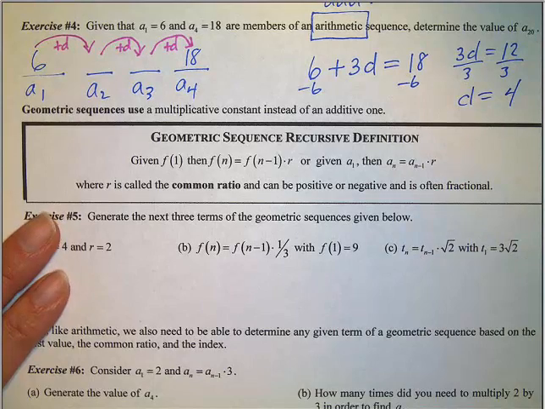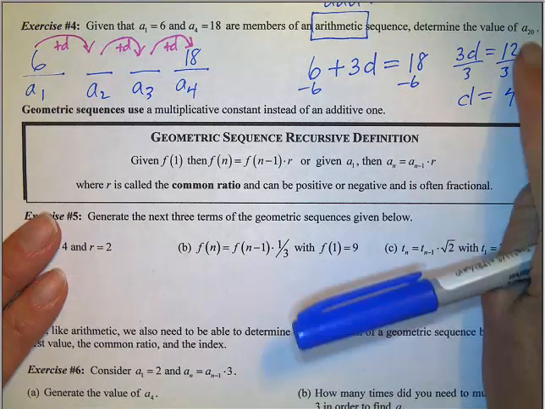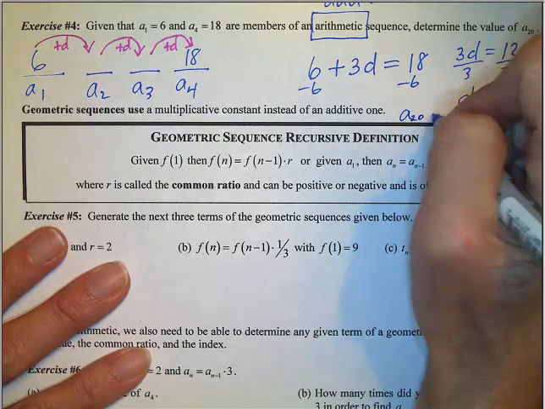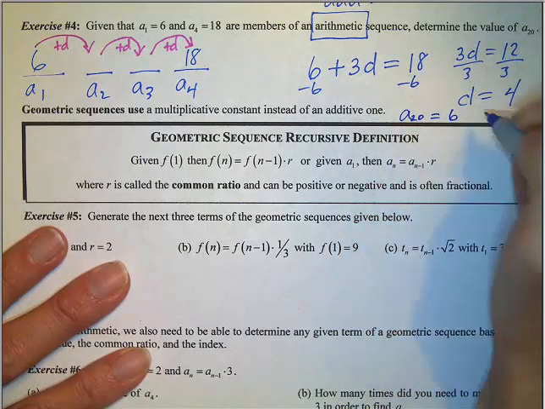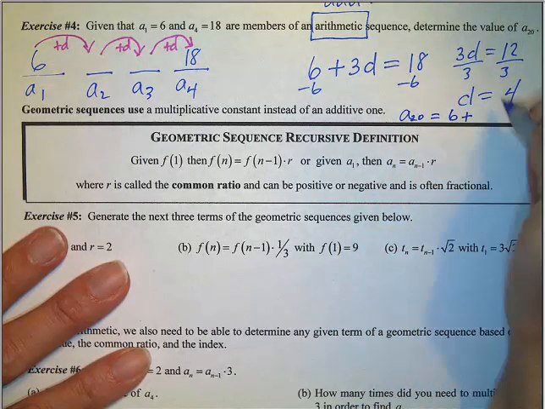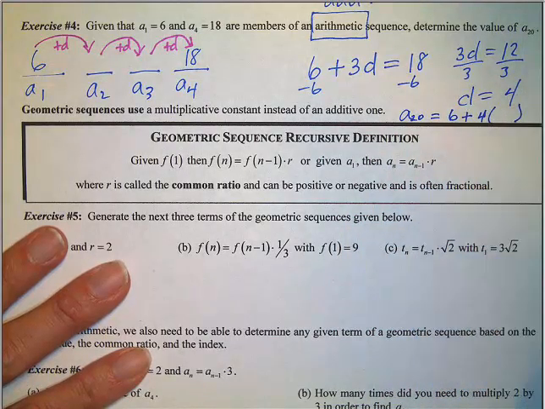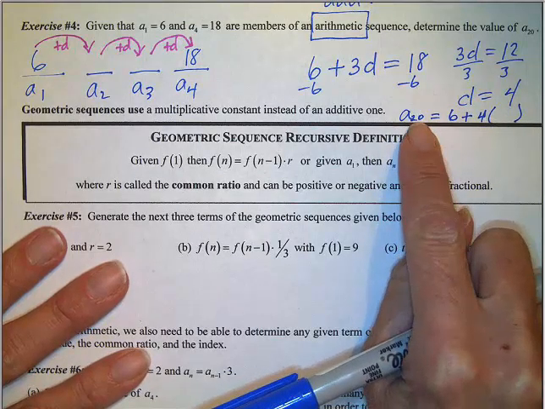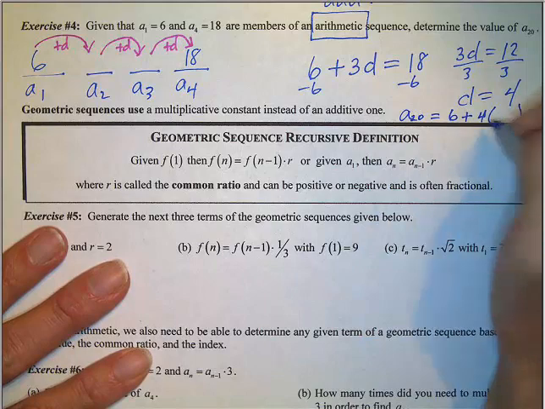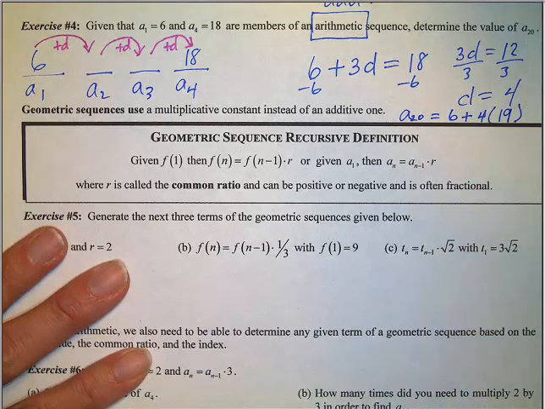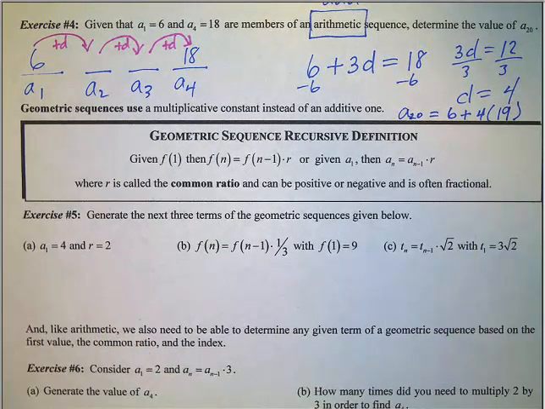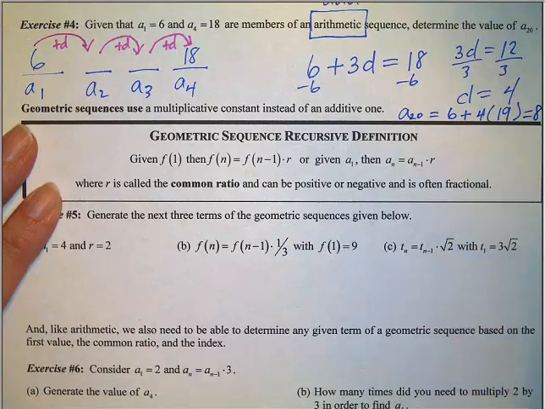Well, that's great. It didn't ask me for D. It asked me for the 20th term. So the 20th term equals the first term, 6, plus the common difference 4, one less times than the term I'm looking for. So I'm looking for the 20th term, so I have to multiply by 4 19 times, or n minus 1 times. So let's plug that in our calculator, and you should get an answer of 82.